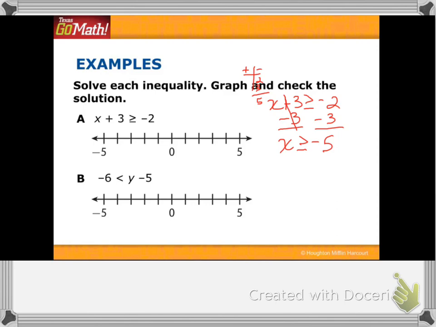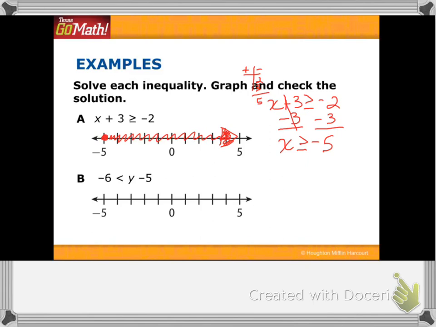So on my number line, when I look at my inequality symbol, it's the equal to, so it needs to be a closed point. So I'm going to go to the negative 5 and put my closed point. Then it says that x is greater than or equal to negative 5. So on my number line, to get to the greater than, I need to work to the right of my number line. So I'm going to shade to the right of my number line and put this arrow to show that that shading goes on forever and does not stop.